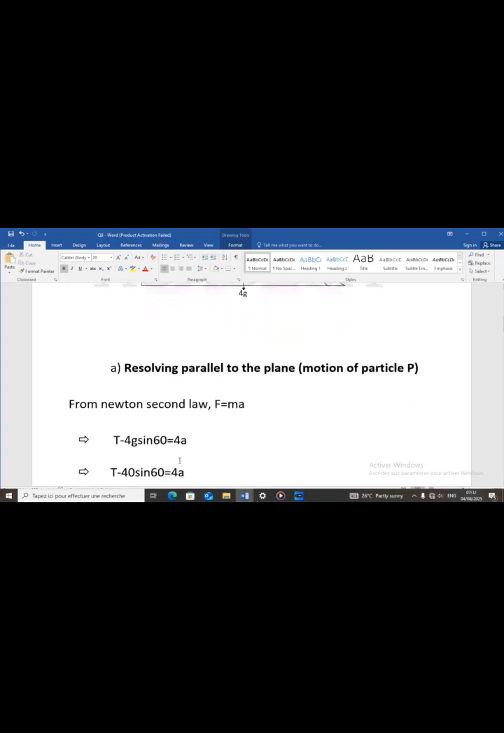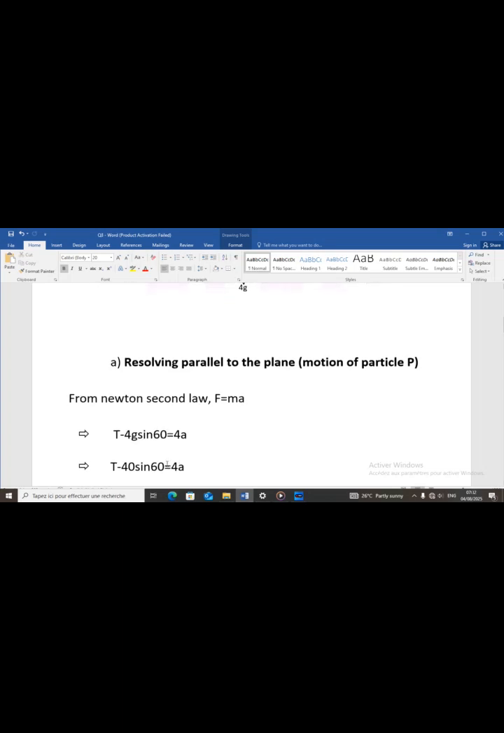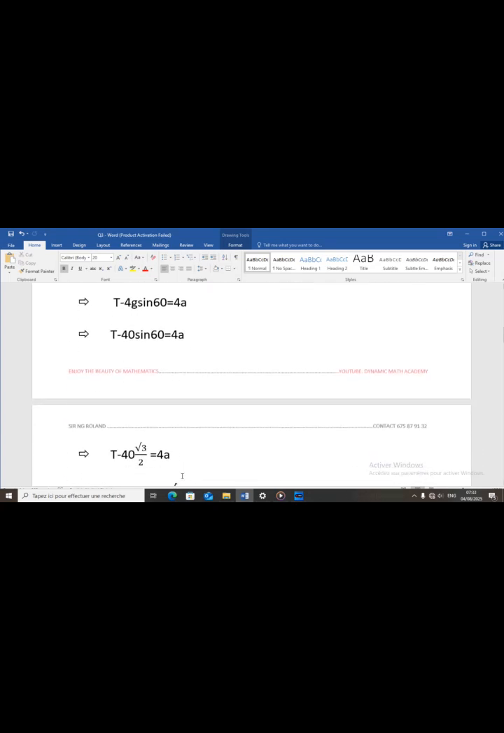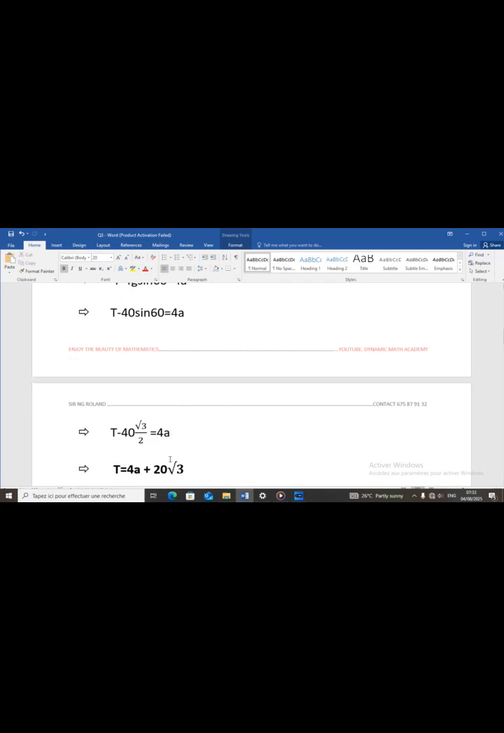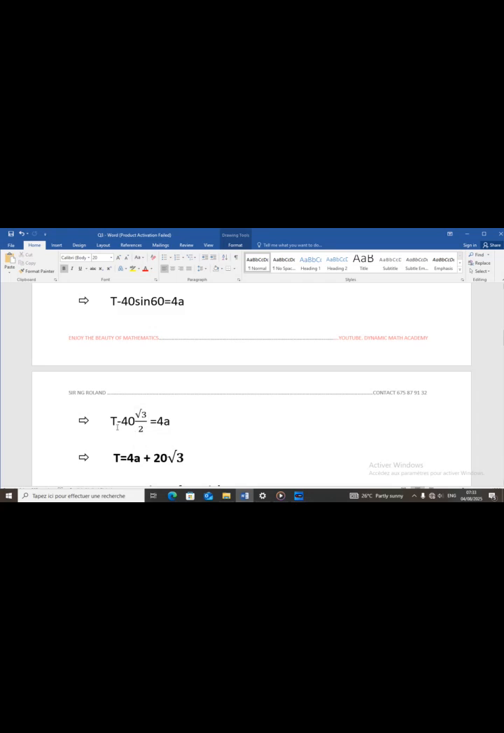Hope it's okay. g was found to be 10. So we are going to have T minus 40 sine 60 equals 4a. But we know very well that sine 60 is root 3 on 2. So we are going to have T minus 40 root 3 on 2 equals 4a. Hope it's clear. Now, T will be equal to 4a plus 20 root 3, because 2 will cancel 40, and it becomes positive.